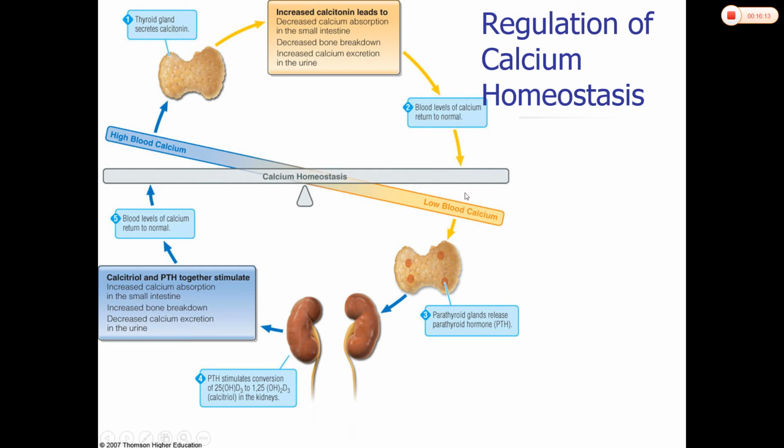Whereas in case of low blood calcium, the parathyroid glands release the parathyroid hormone, and the parathyroid hormone stimulates the conversion of the inactive vitamin D to the active vitamin D3, which is 25-hydroxy D3 to 1,25-dihydroxy vitamin D3, which is calcitriol, in the kidneys. So this calcitriol and the parathyroid hormone together stimulate the increased calcium absorption in the small intestine, increased bone breakdown, decreased calcium excretion in the urine, thereby the blood calcium returns to normal, and thereby the homeostasis in the body is maintained.